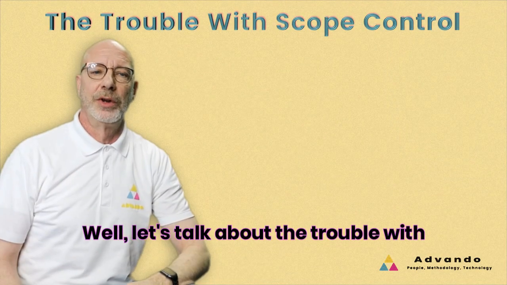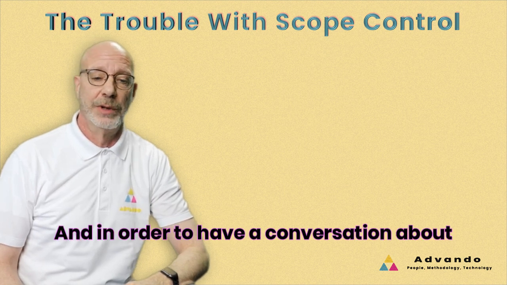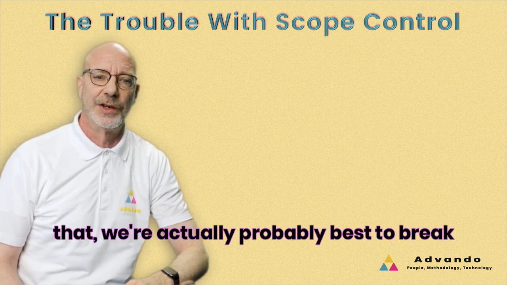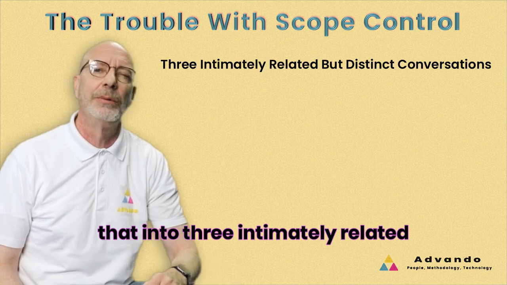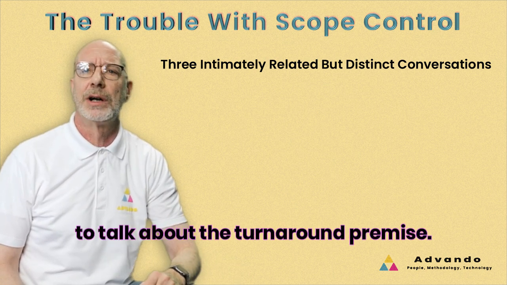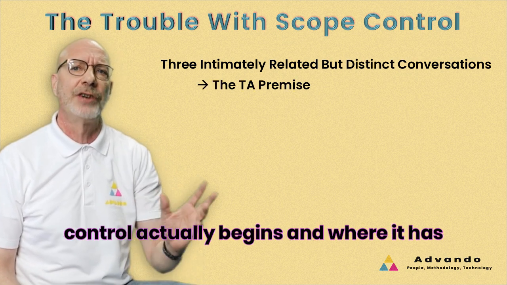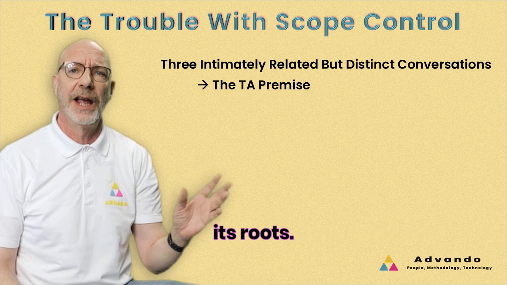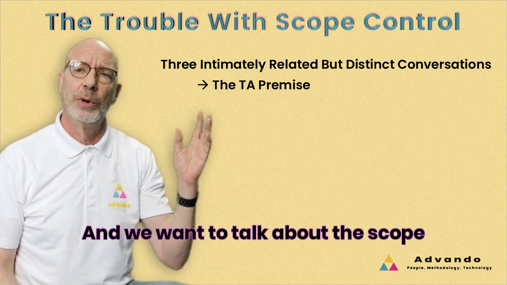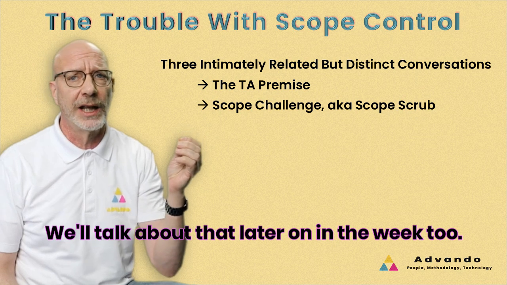Let's talk about the trouble with scope control. And in order to have a conversation about that, we're probably best to break that into three intimately related but distinct conversations. So a little bit later in the week, I want to talk about the turnaround premise, being where scope control actually begins and where it has its roots. And we want to talk about the scope challenge, sometimes known as scope scrub. We'll talk about that later on in the week too.